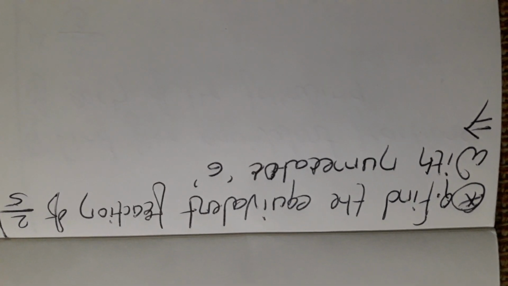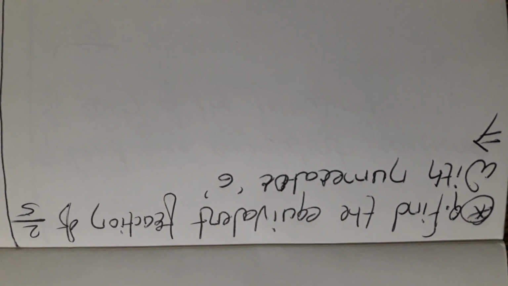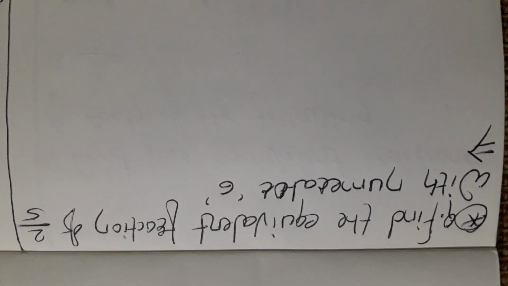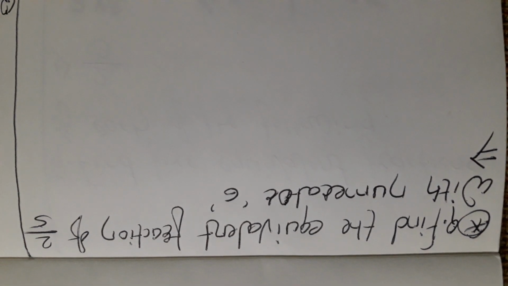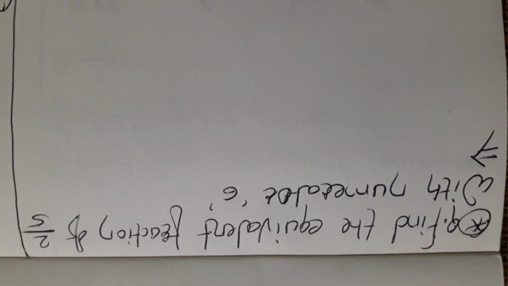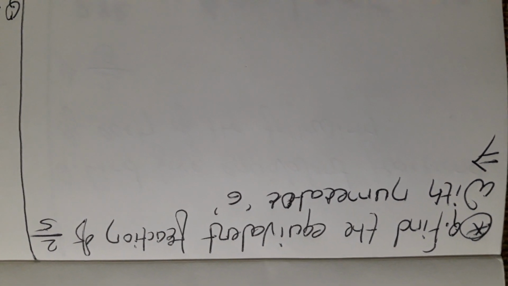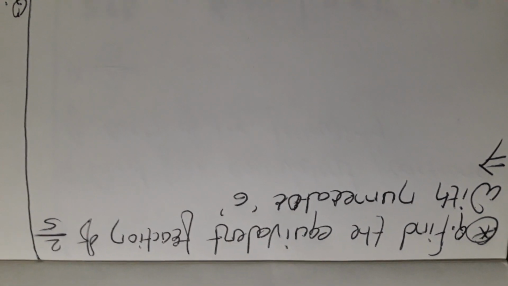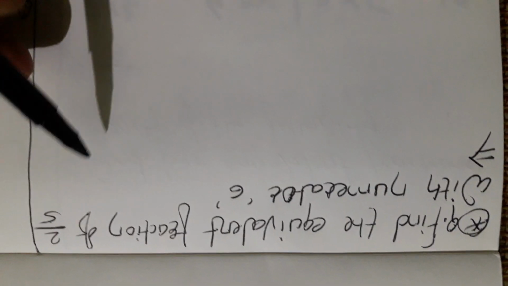What is that? Look here, see the example in front of you. Find the equivalent fraction of 2 upon 5 with numerator 6. With numerator 6 means that instead of just asking to find the equivalent fraction of 2 upon 5, one point is added: you must keep the numerator as 6. The number which is written upside is known as the numerator. Here the numerator is 2, and the denominator is 5.